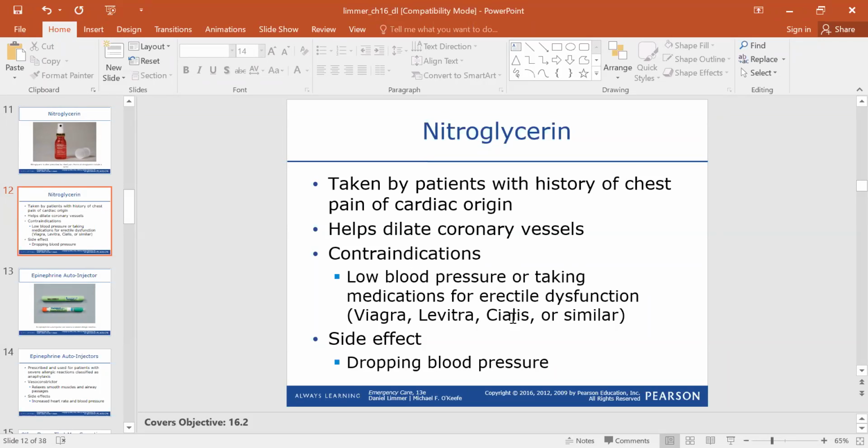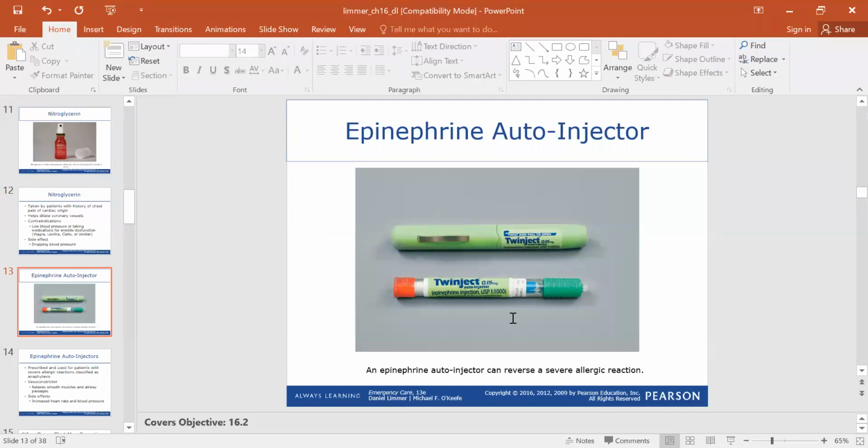All right. I think that was it. This is epinephrine. Who can tell me what epinephrine is used for? Which kind of patient would be taking this? Allergic. Yes. Any patient that has a severe allergic reaction.